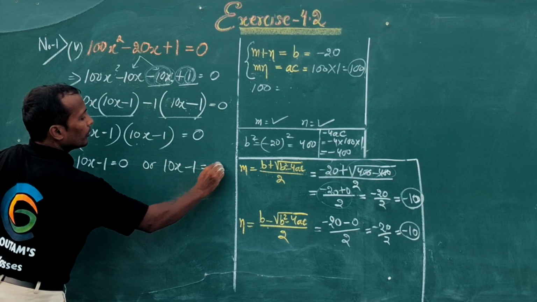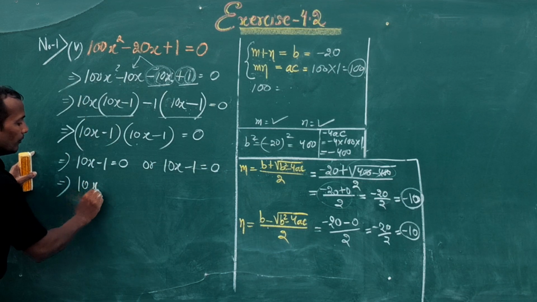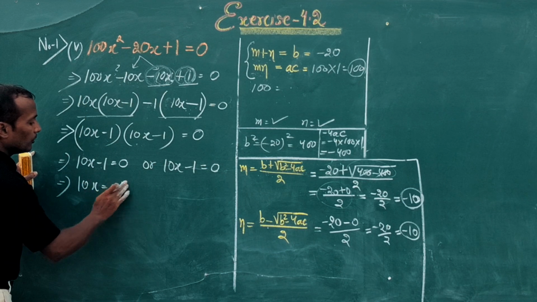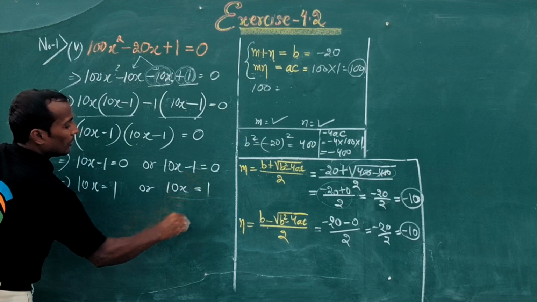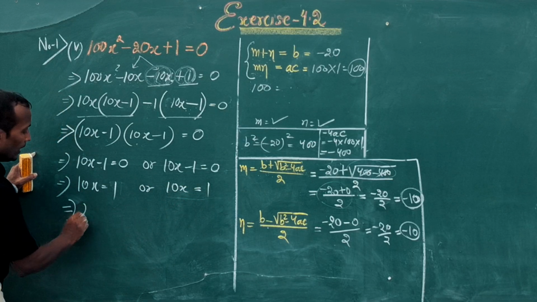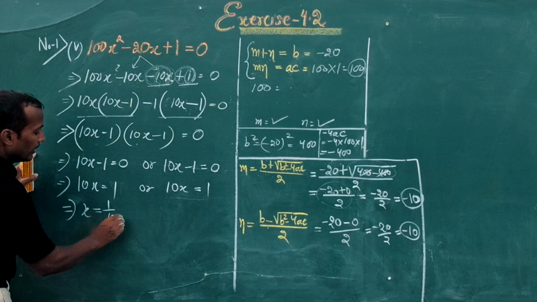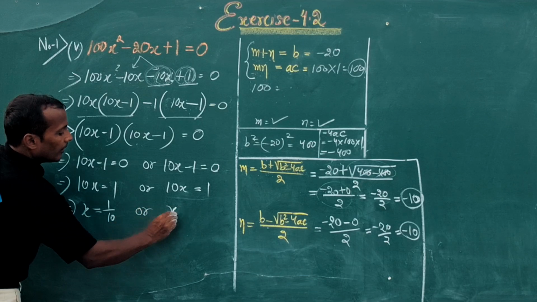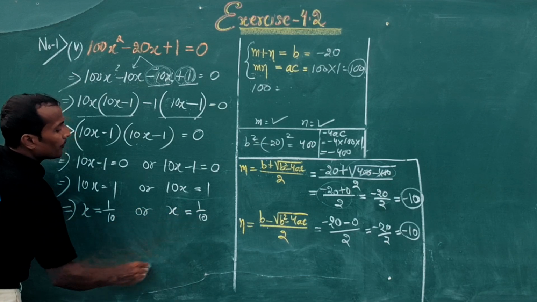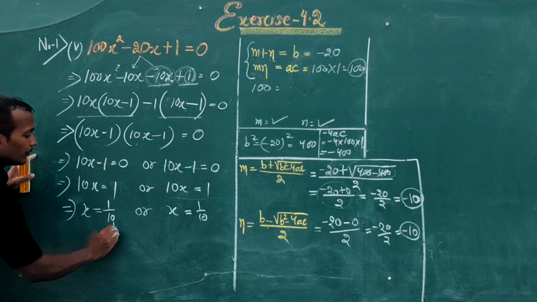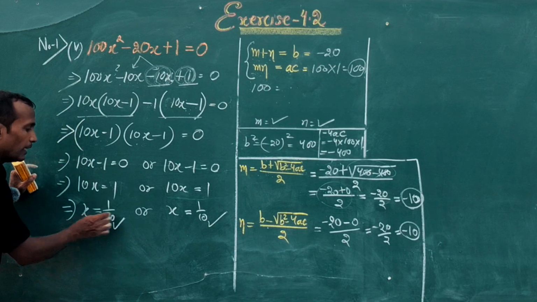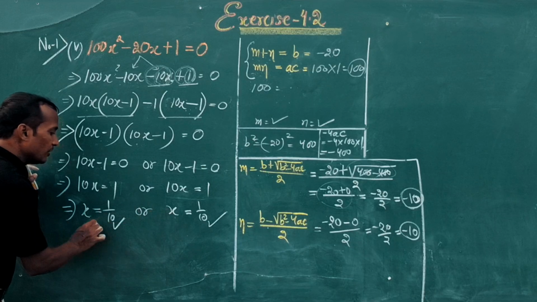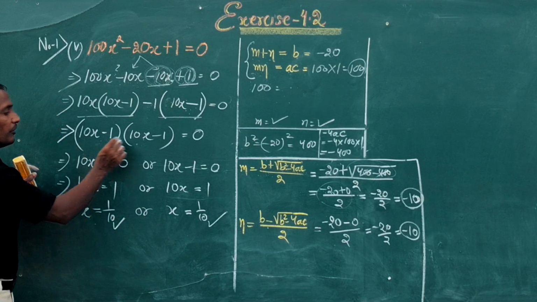10x minus 1 is equal to 0. 10x is equal to minus 1 becomes plus 1 on the right side, and here also minus 1 becomes plus 1. Now x is equal to 1 by 10, and here x is equal to 1 by 10. Because you had the same factors, you get the same solutions. Okay, means same values of alpha and beta. The two roots are same when you have the same factors.